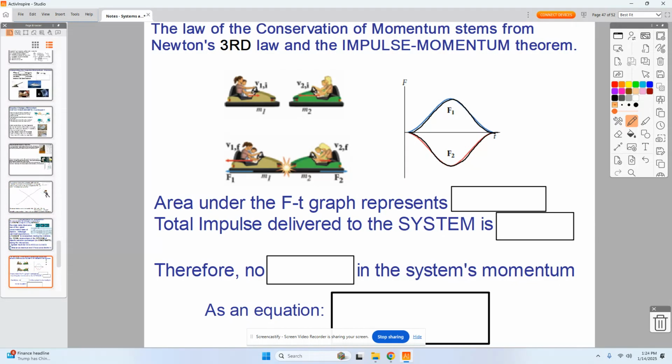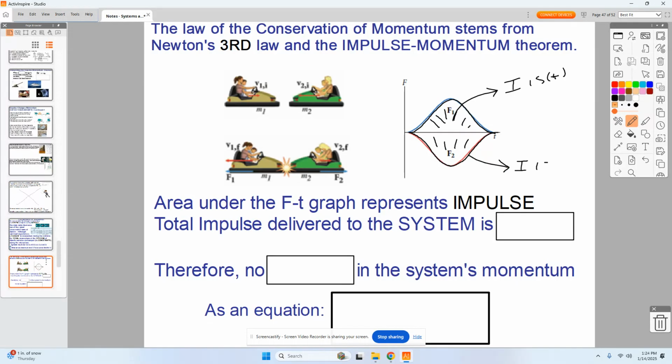Now, impulse in this case would be represented by the area underneath that curve. So that impulse is the product of force and time. F1 multiplied by that time would be sort of a positive impulse. And because Newton's third law says F2 has to exert the exact same amount of force for the exact same amount of time, this would end up being a negative impulse. And when I add those two together, you get 0. So the total impulse delivered to the system is a whopping 0.